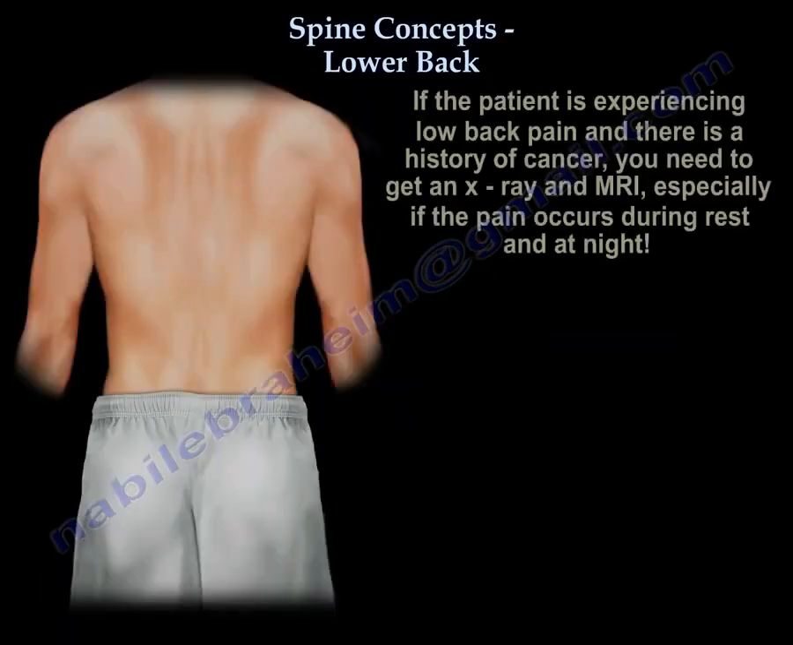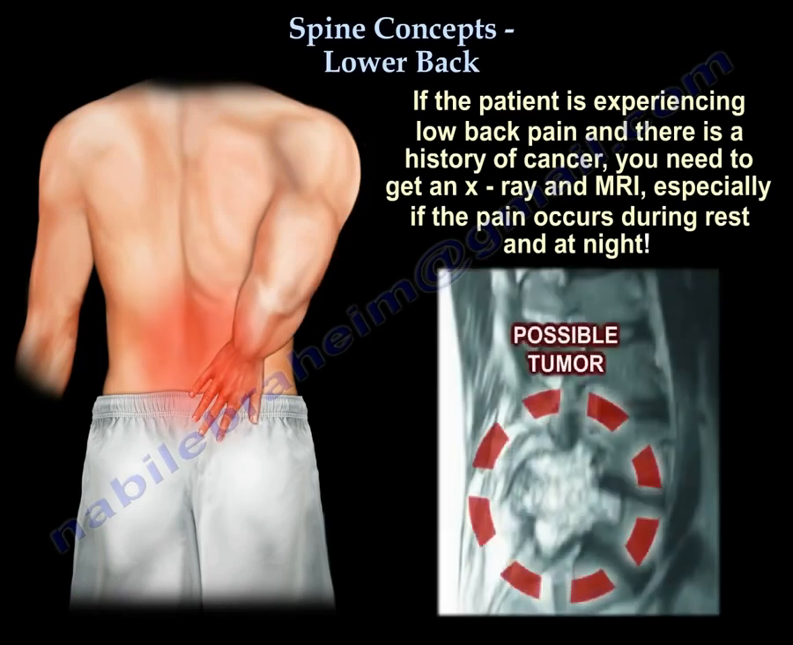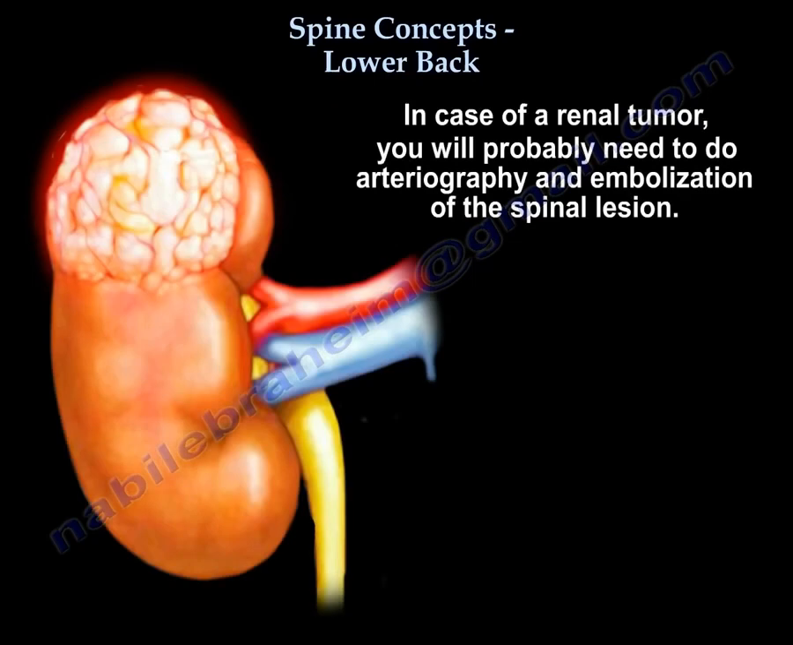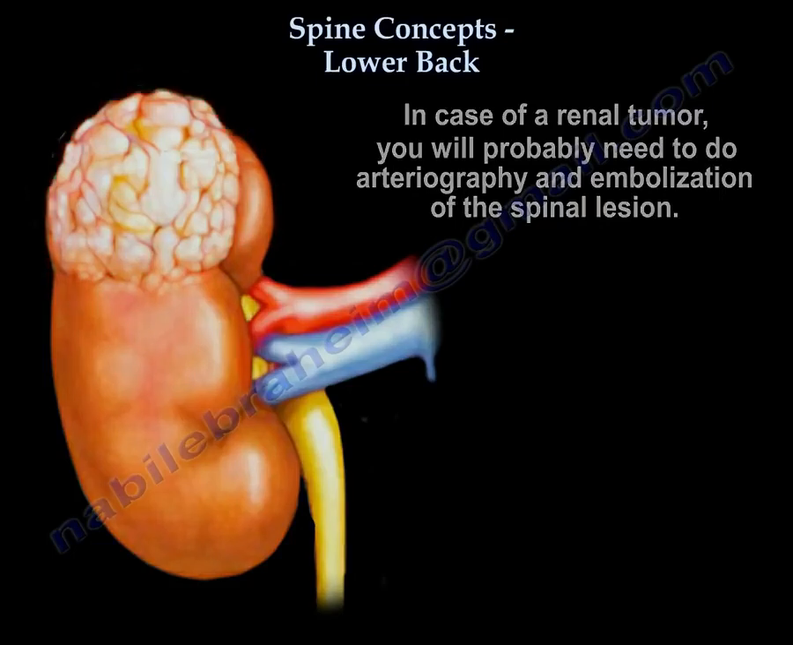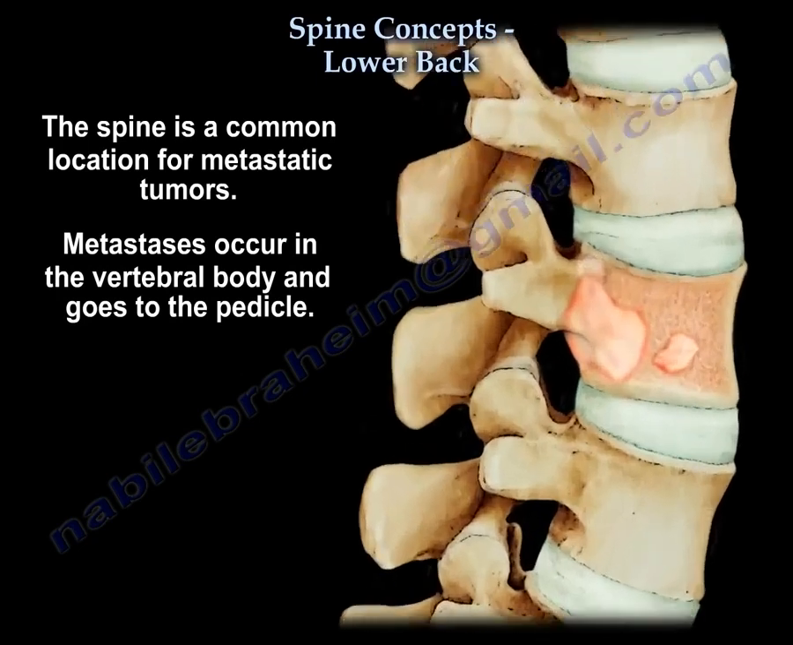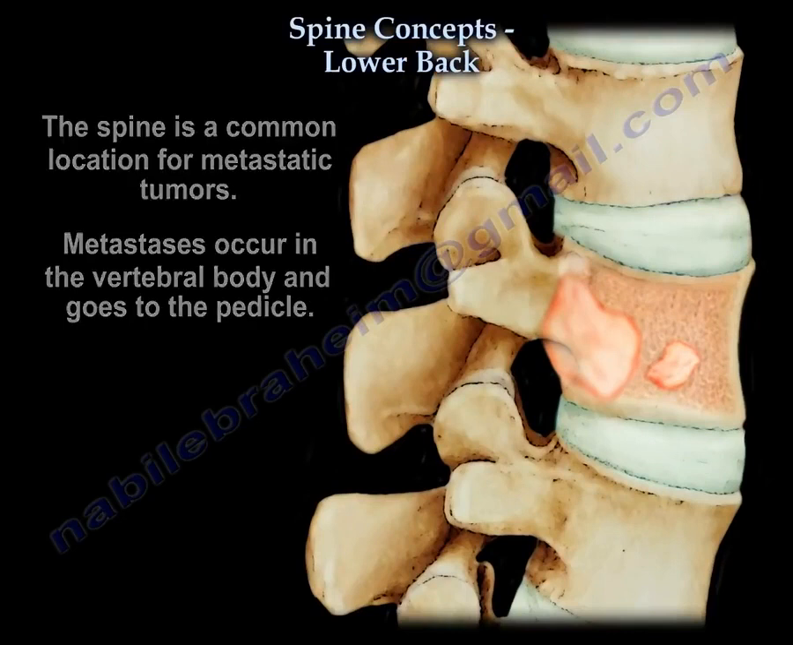Now the patient comes with low back pain and had a history of cancer, so you need to get an X-ray and MRI, especially if the pain is at rest and at night. In case of renal tumor, you probably need to do arteriography and embolize the spine lesion. The spine is a common location for metastatic tumors. The metastasis occurs in the vertebral body and it goes to the pedicle.